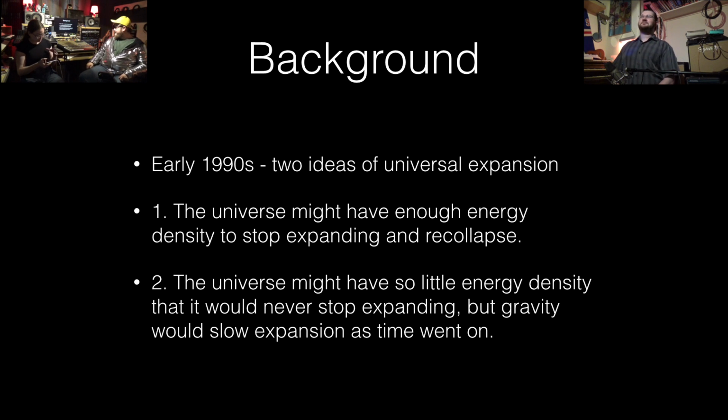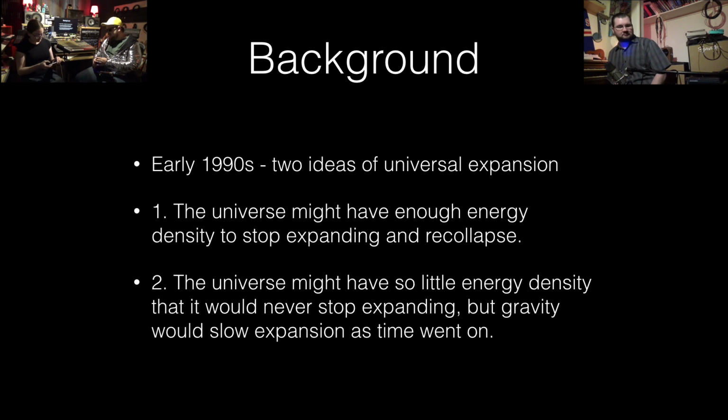Okay, so the background. Beginning of the 90s, there were two ideas of universal expansion. One was that the universe might have enough energy density to just stop expanding and recollapse in on itself. And the second was that the universe might have so little energy density that it would never stop expanding, but eventually gravity would act on it and slow the expansion. Two fairly optimistic ideas, in my opinion. Wouldn't the second one eventually always stop and then reverse? Yes. Those were the theories, and nobody knew for sure which one.